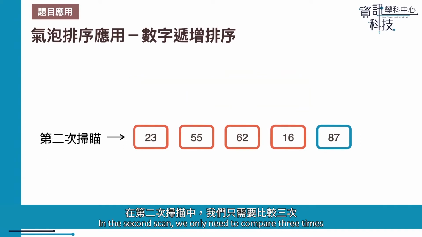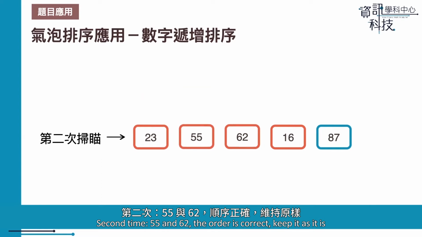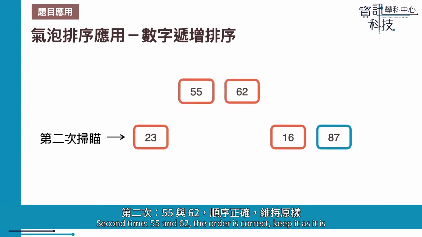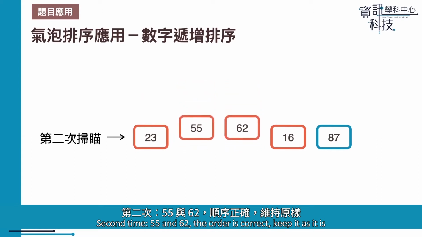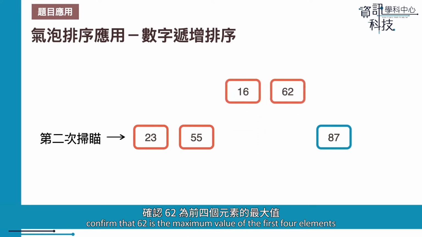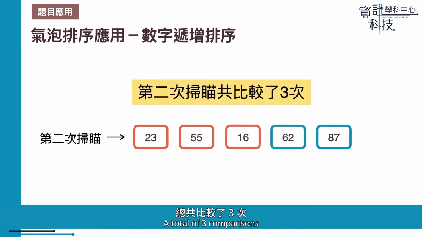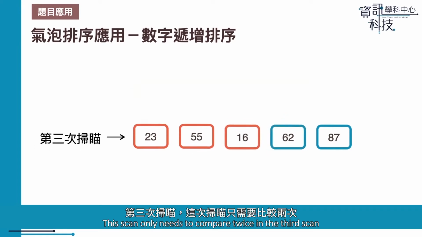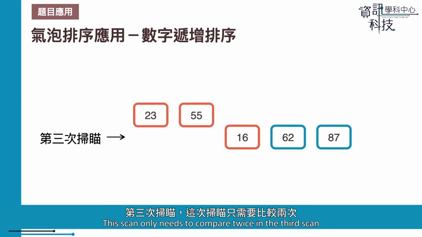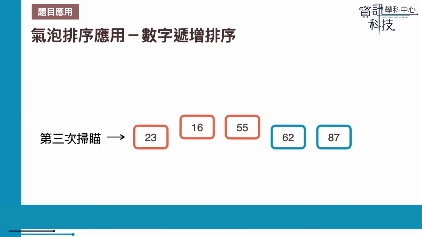In the second scan, we only need to compare 3 times. First time, 23 and 55, the order is correct, keep it as it is. Second time, 55 and 62, the order is correct, keep it as it is. Third time, 62 and 16, swap the order. Confirm that 62 is the maximum value of the first 4 elements. A total of 3 comparisons. The third scan only needs to compare twice, and confirms that the third item is 55.